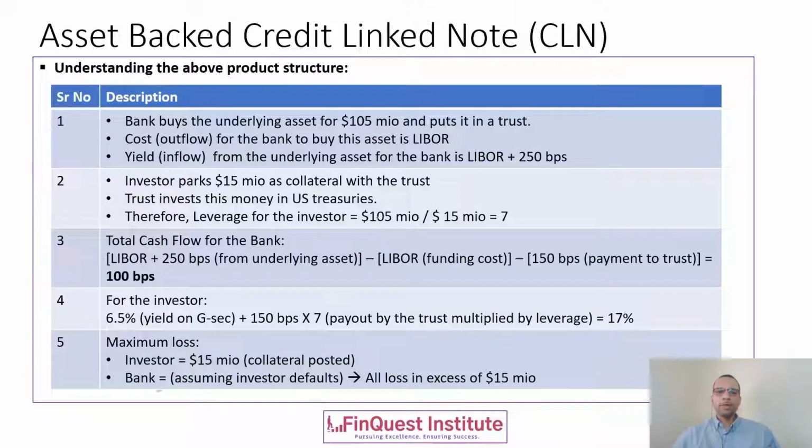LIBOR plus 250. Next, once the bank finds a potential investor who is interested in this product, then the investor is expected to post a certain collateral. So here we have taken a hypothetical value of $15 million, which will be placed as collateral inside the trust. This collateral will be invested in US government securities. Now, the leverage which the investor gets here is 105 by 15, which is a leverage factor of 7. So this is the same leverage point which we briefly spoke about earlier.